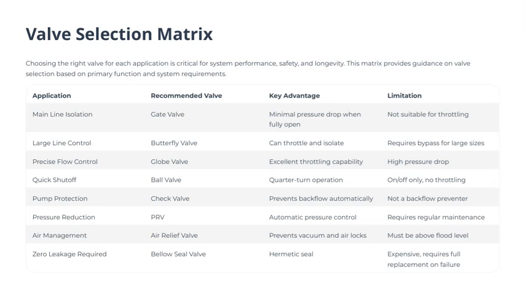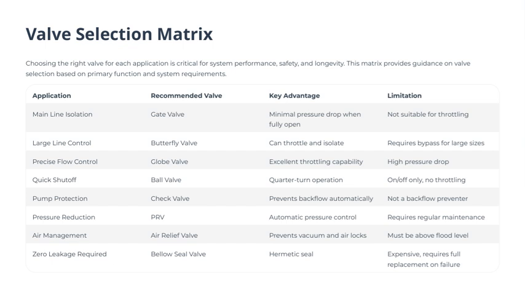Let's take a closer look at some of the key types of valves and their applications. First, we have the hermetic seal bellow seal valve, which requires a full replacement if it fails. Its main advantage is that it provides a hermetic, airtight seal, preventing leaks. It's essential in systems requiring zero leakage, and it must be installed above flood level to prevent contamination or flooding issues.